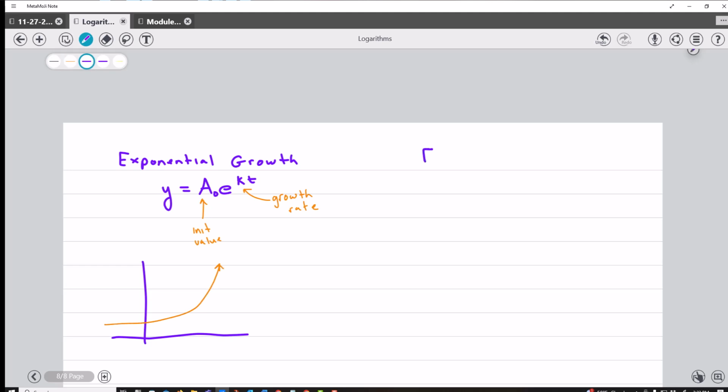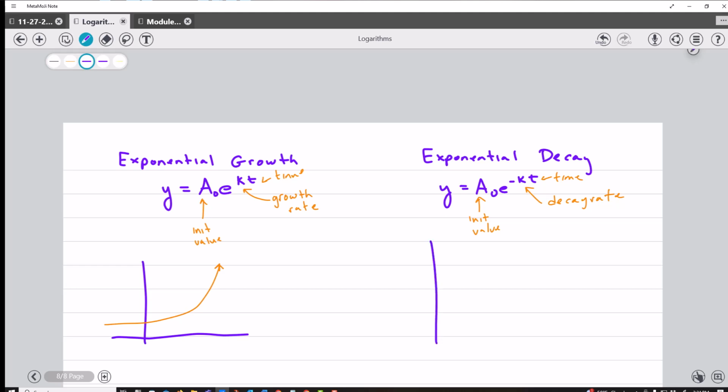Then if we have exponential decay, the equation looks a lot the same, except my rate now is negative. And so this is my decay rate. This is still my initial value. And on both of these, t represents time, so whatever the time you're looking at. And then if I want to look at the graph of this one, this would be decay.